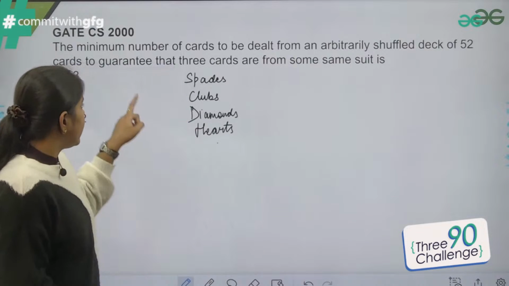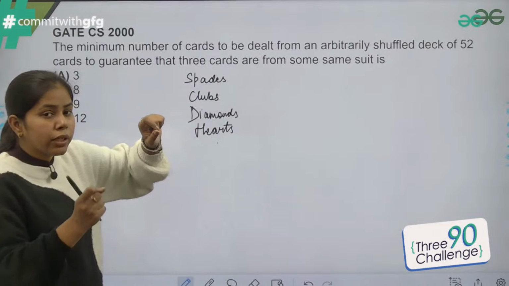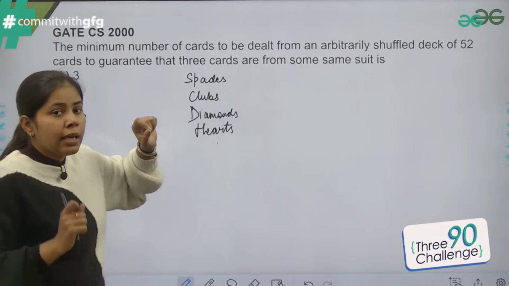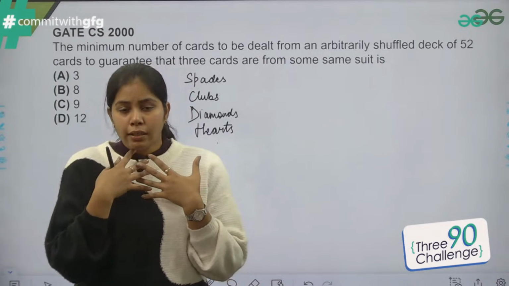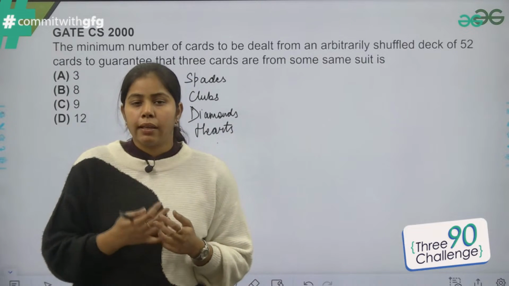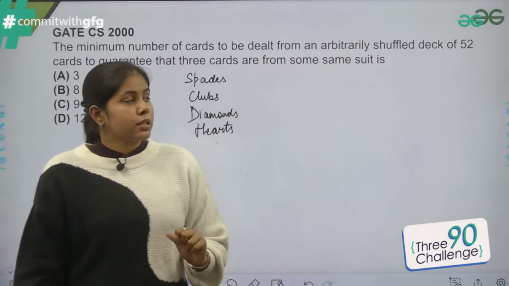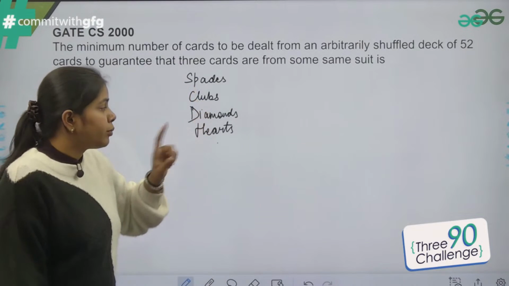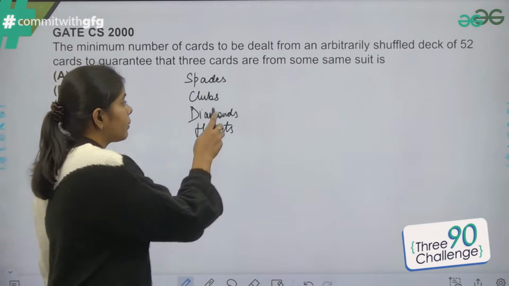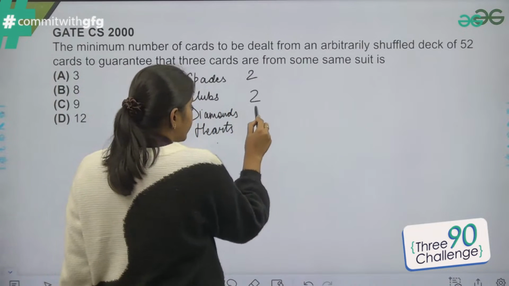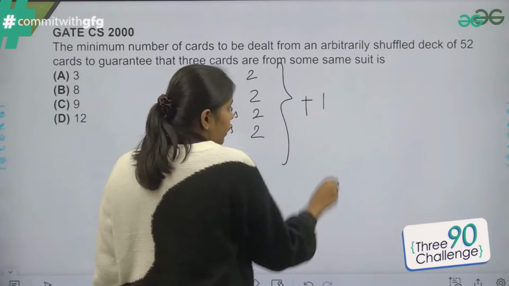So you can see that we want to guarantee that 3 cards are from the same suit, and we have to take a minimum number of cards for that. Guys, interviewers also ask these types of questions based on the pigeonhole principle; some companies can ask them. So for 3 cards from the same suit, if I pick 2 cards from spades, 2 from clubs, 2 from diamonds, 2 from hearts, and then I add 1 card, right?